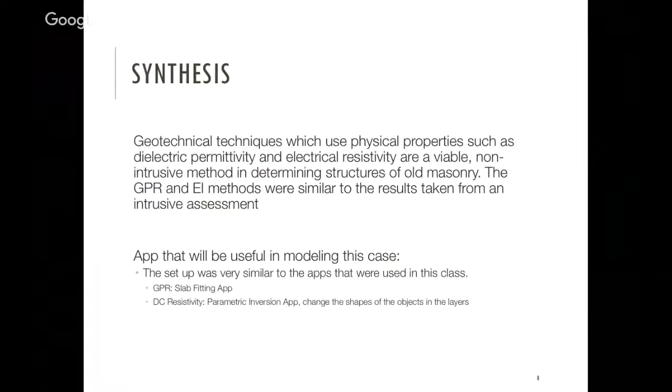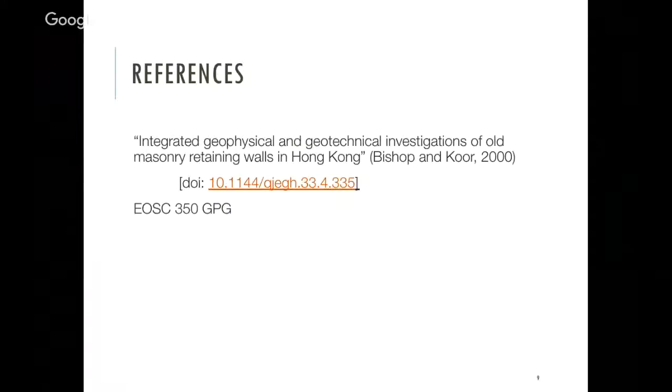After that, they took measurements from the wall to determine if the characteristics were similar to what they obtained from their geotechnical techniques, and they found that it was relatively well done, except the GPR was made unreliable. They didn't take into account that the wall was lying on a cut slope, so possibly bedrock, that could affect the GPR signal. Thank you.